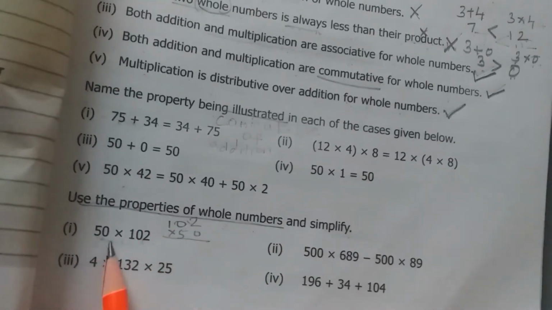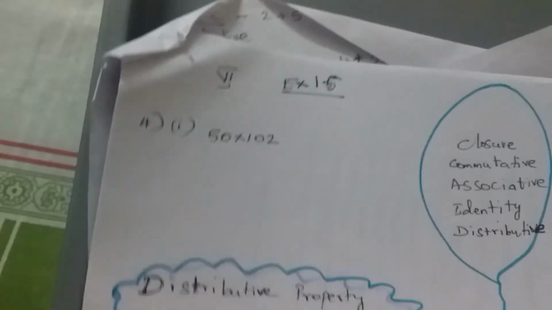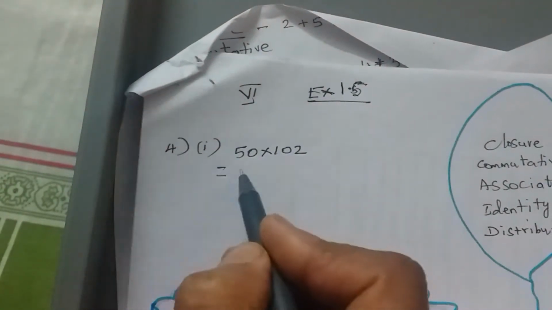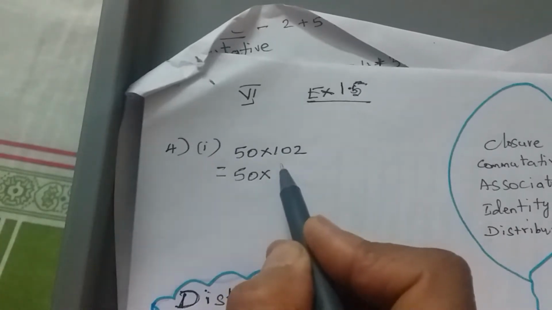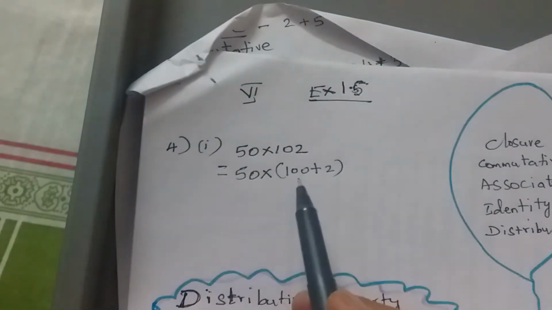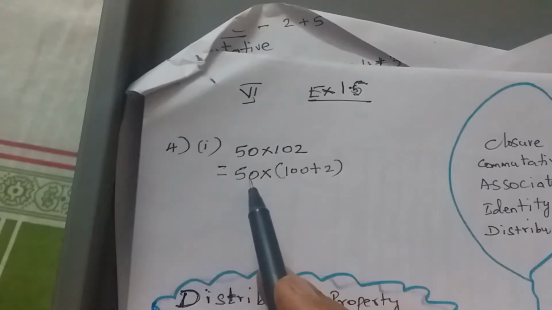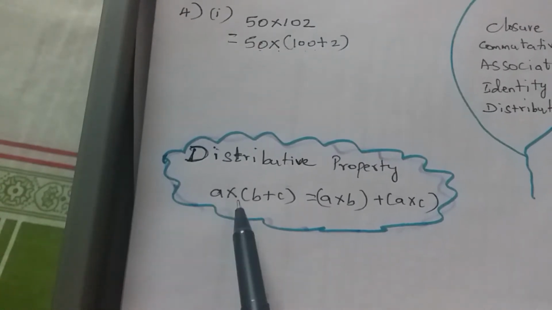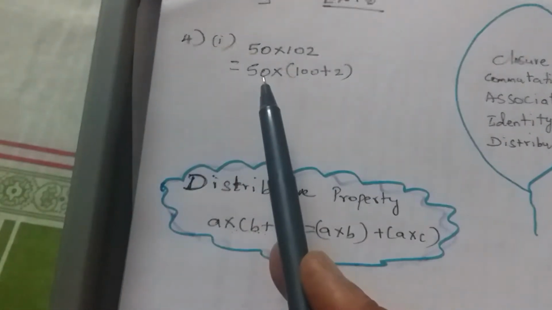So which property can we apply to multiply this? Can you guess any of the properties here? Yes, we can write the given question as 50 as it is into 102, and we can split 102 as 100 plus 2. The value is not changed still, 100 plus 2 is 102. And now we can use the property. What is it? A into (B plus C). It is the distributive property. See, A into (B plus C): one number into the sum of two numbers. Do you have the same format here?